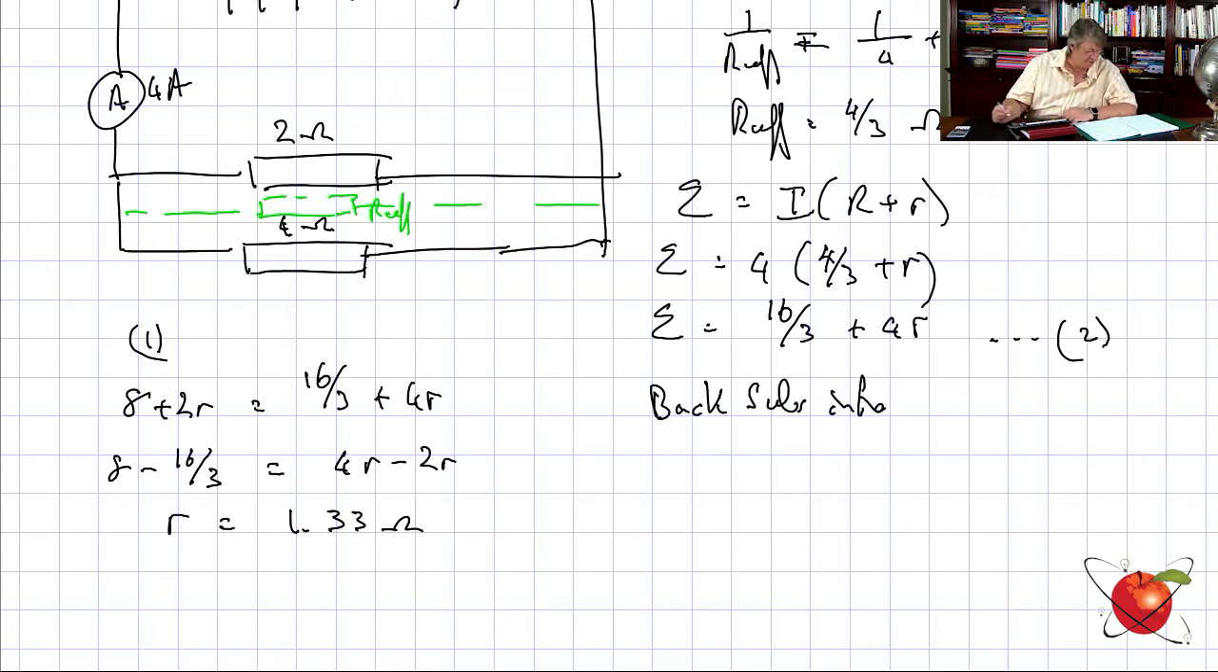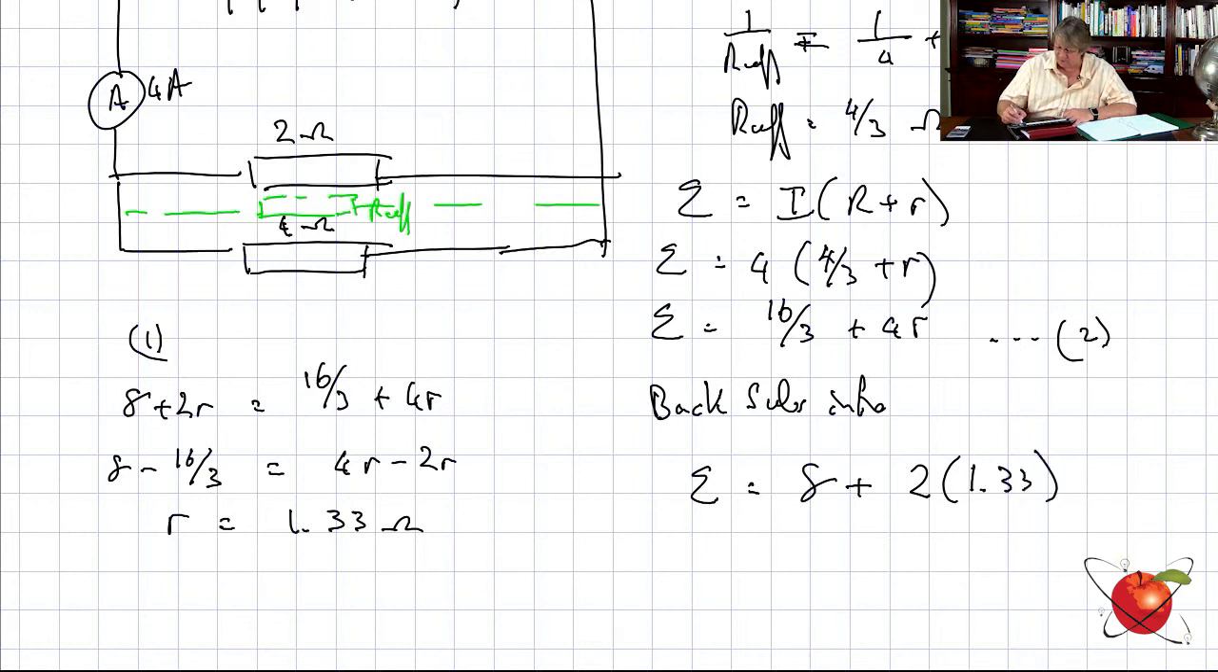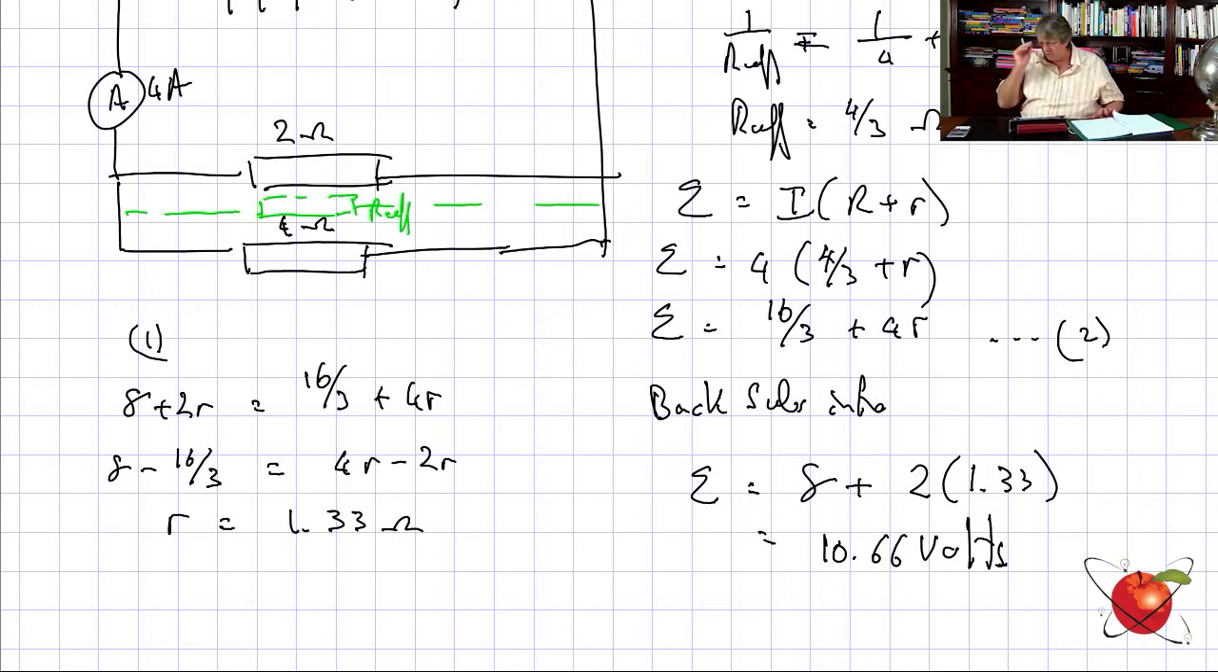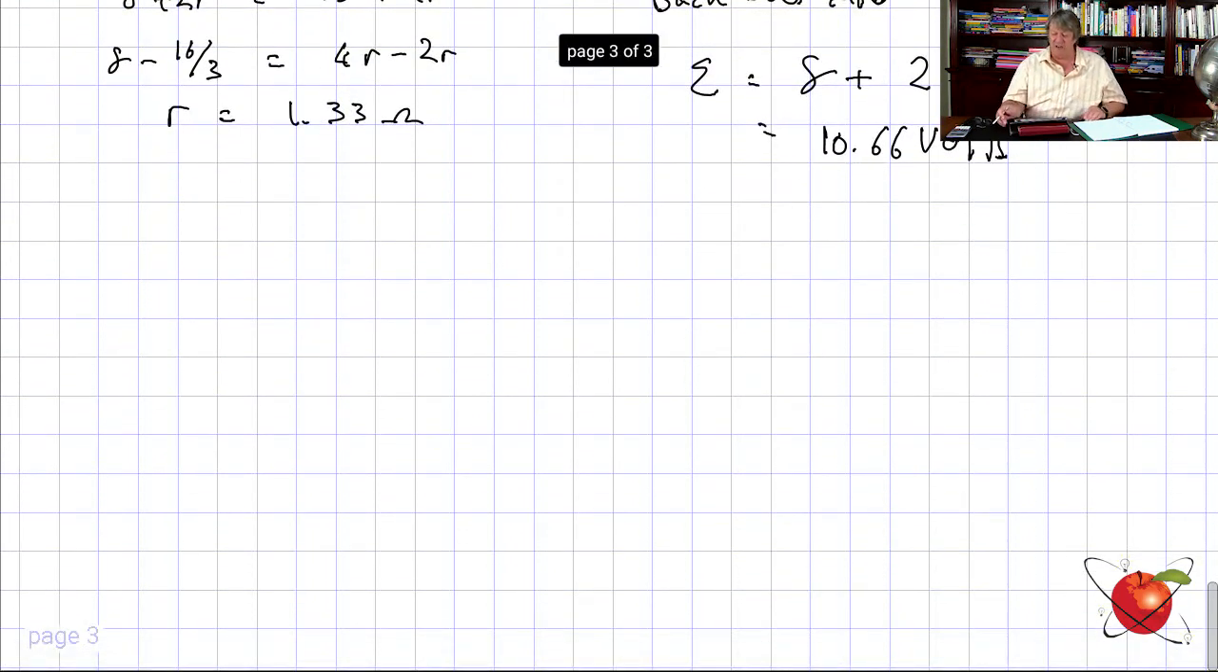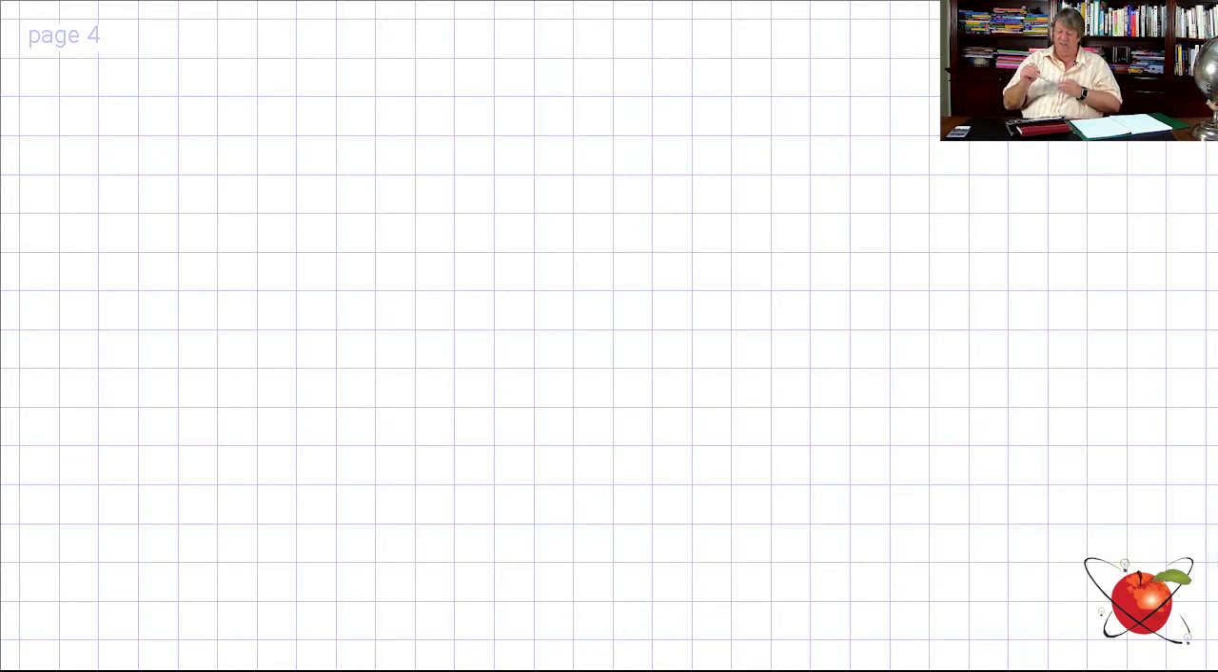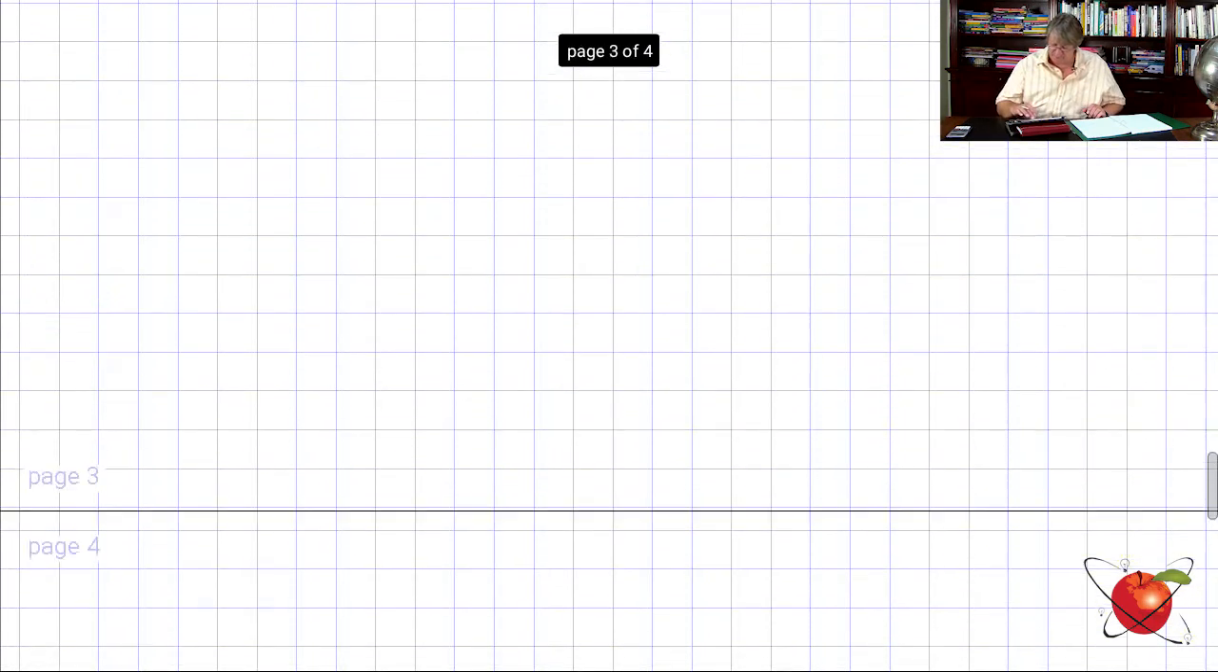Into, doesn't matter, whichever one you like. I used EMF is equal to 8 plus 2 times R, which was 1.33, which comes out to be 10.66 volts. Okay? Very straightforward, not too difficult to do. What do we do now? It's pretty straightforward, isn't it? Okay. Now, so now I've solved for that, 2 simultaneous equations. But the method is the same in each case, right? Okay, I'm just going to pull down for the next one.